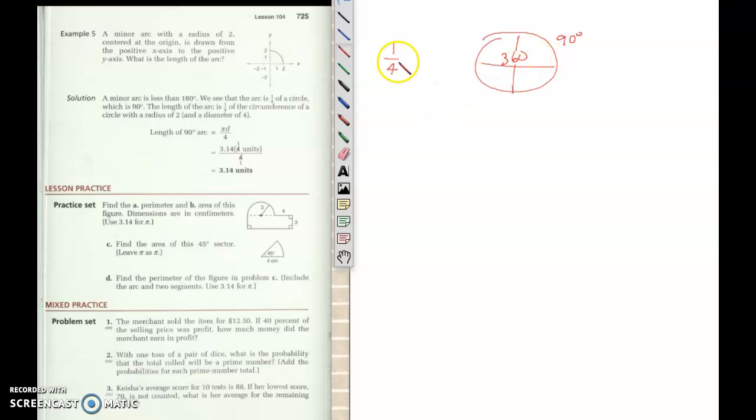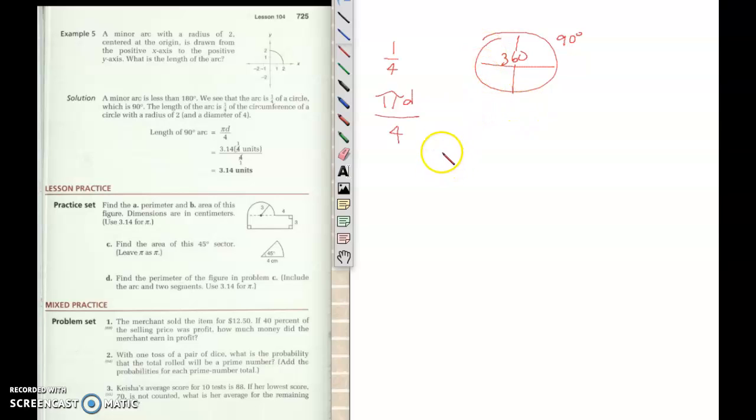The length of the arc is 1/4 of the circumference. And if you remember, the circumference of a circle is pi times diameter. But we're not going to divide it by 2 for a semicircle. In fact, we're going to divide it by 4 because we know we're talking about 4 parts of this circle.